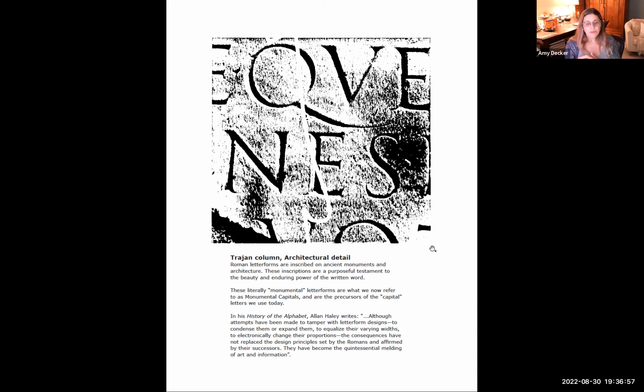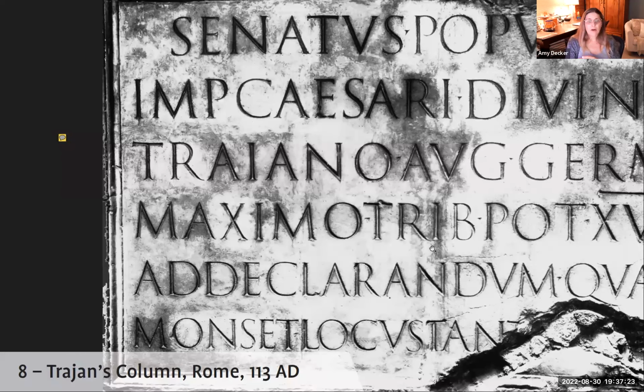So in the history of the alphabet, Alan Haley writes, although attempts have been made to tamper with the letter form designs, to condense them, to expand them, to equalize their varying widths, to electronically change their proportions, the consequences have not replaced the design principles set by the Romans and affirmed by their successors. They have become the quintessential melding of art and information. And so by the time we got here to Rome, and they are now literally carving these letters into stone, the alphabet was quite literally set in stone. And this is the alphabet we use today.